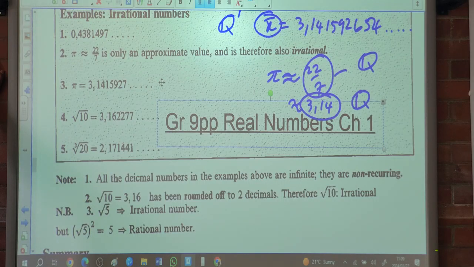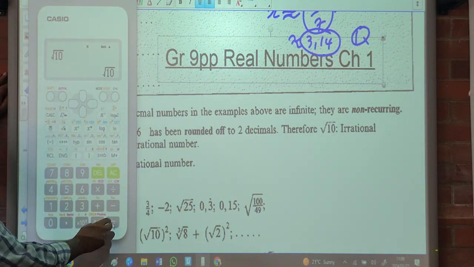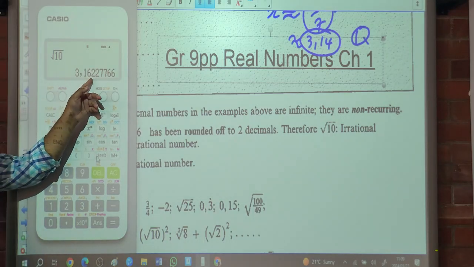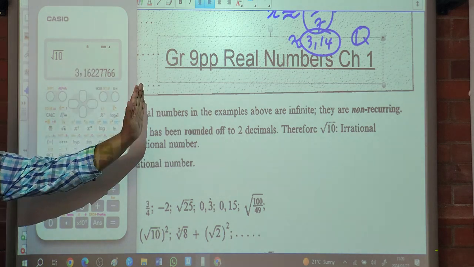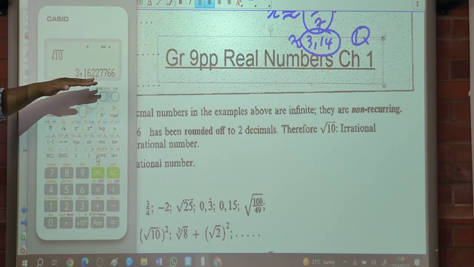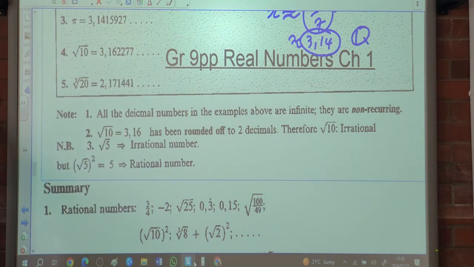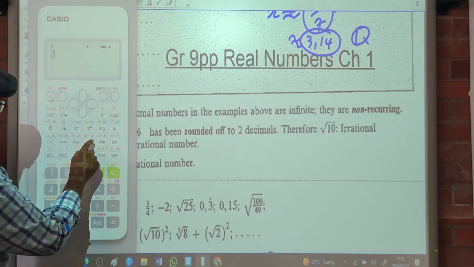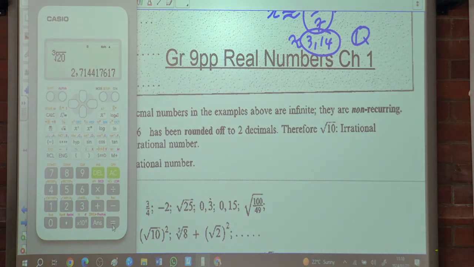There we got that, and it carries on. The square root of 10, again, is 3,1627 7660, and the number carries on. Is this a recurring number? No. So again, it's irrational. All surds are irrational numbers. Okay. So that's that. The cube root of 20 is 2,7144 17617. Is that following a pattern? No. Again, an example of irrational numbers.